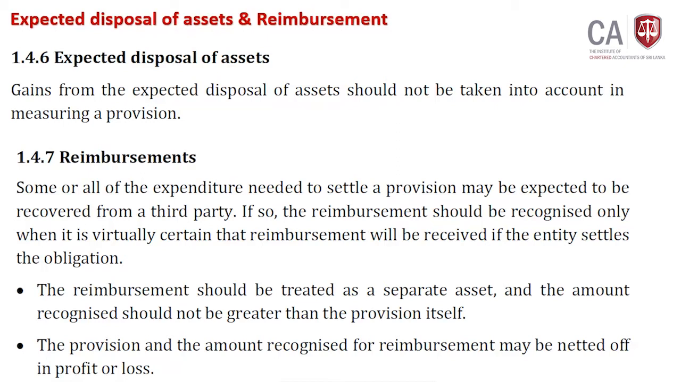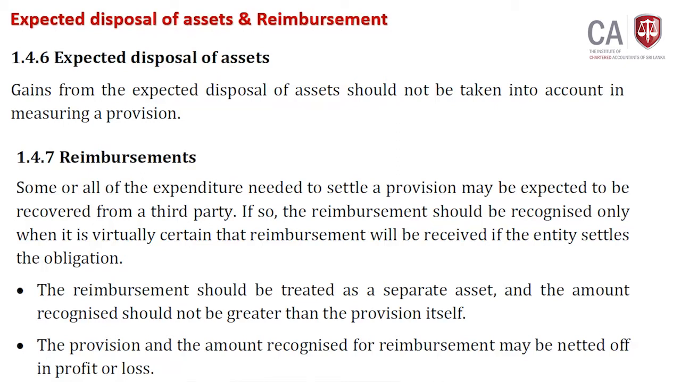The provision and the amount recognized for reimbursement may be setting off in profit and loss. Provision you will charge to P&L as an expense, we will discuss in next slide. When that receivable you will recognize as what? Gain in the P&L. So you have charge to P&L and you have a gain to P&L. So without recognizing that as a charge and credit in P&L, you can recognize the net figure in the P&L. Good example.